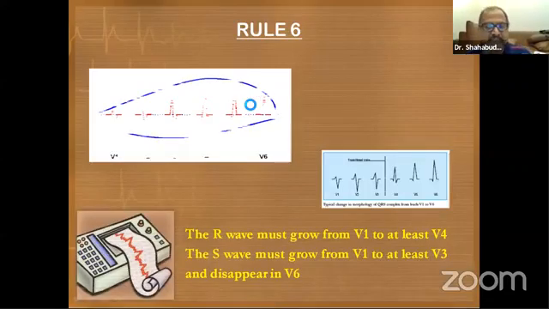Next, I am coming to something very simple. The R wave must grow from V1 to at least V4, and the S wave must diminish from V1 to at least V3, with disappearance in V6. This is the relationship between dextrocardia and the normal electrocardiogram. If the heart is located in the normal position, that is on the left side, there will be a progression of the R wave from V1 to V6.